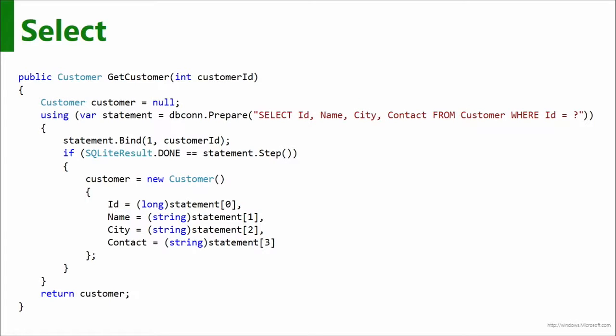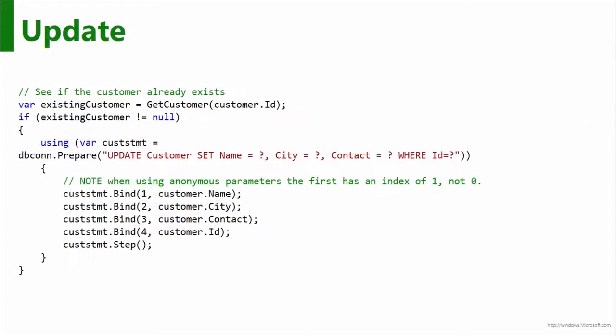Select. You can select, obviously, from tables. Select ID, name, city, contact from customer, where ID equals some variable value. You then bind in that variable value that you want to actually select on. You step the statement, execute it. And if that comes back as done, that means it's returned to you a collection of objects, which you then have to cast to the relevant type. So long, string, string, string in this case. So we're now newing up a customer object. This is our own lightweight ORM wrapper for this. So the customer object now gives us a fully strongly typed customer.